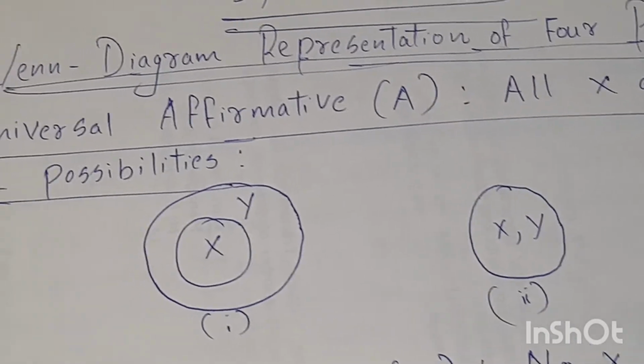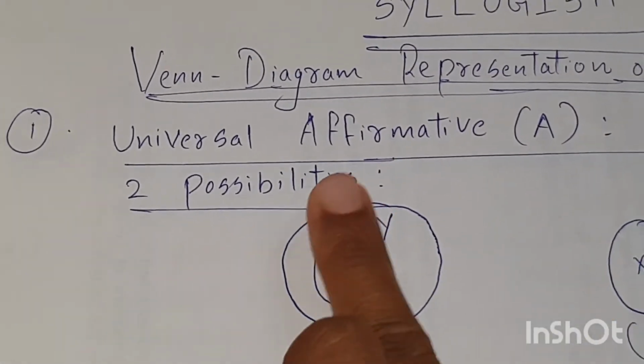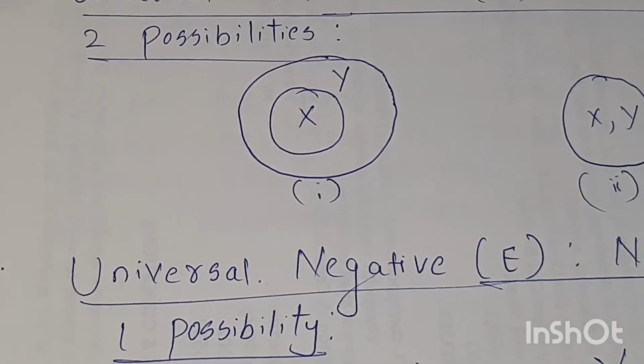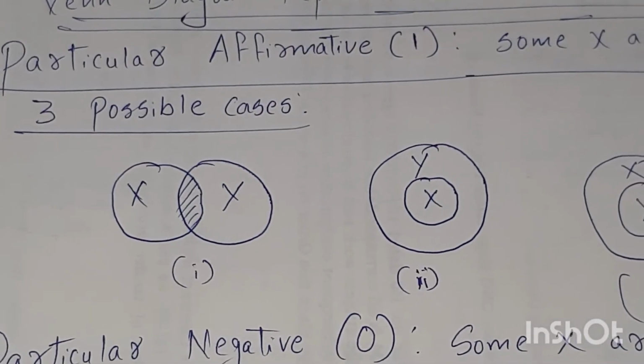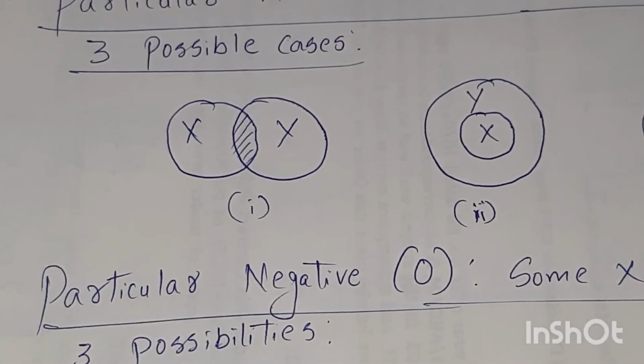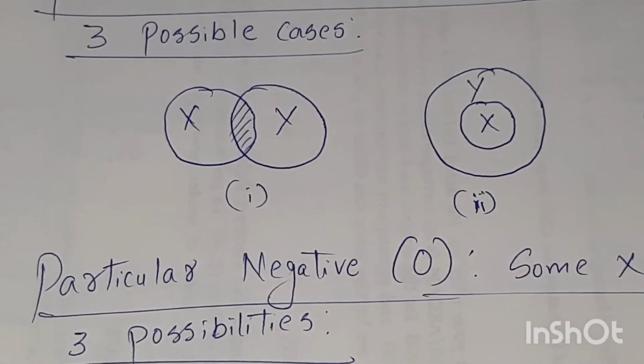There are four propositions, and the first one is universal affirmative, represented by A, and the next one is universal negative, represented by E, and the third one is particular affirmative, represented by I, and the fourth one is particular negative, which is represented by O.